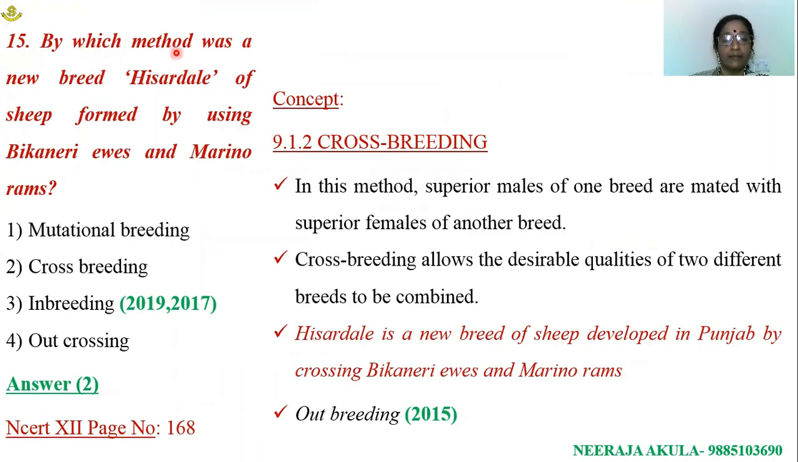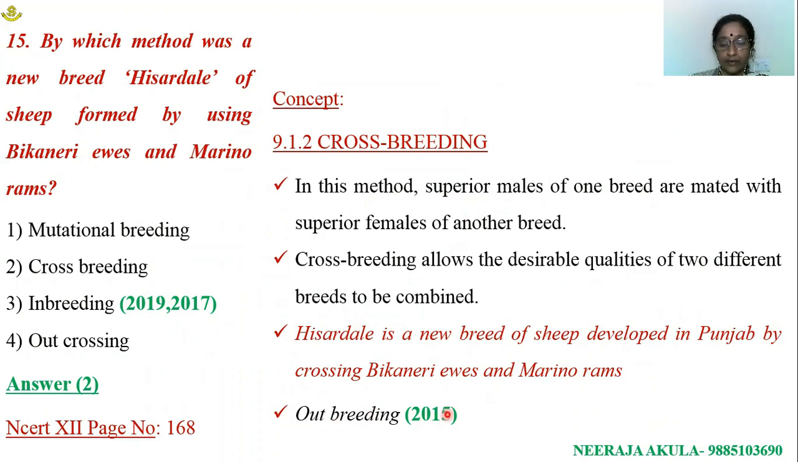Question number 15. By which method was a new breed Hisardale of a sheep formed by using Bikaneri ewes and Merino rams? Mutational breeding, crossbreeding, inbreeding, outbreeding. The answer is crossbreeding. Crossbreeding is a method of mating a superior male of one breed with a superior female of another breed. Crossbreeding allows the desirable qualities of two different breeds to be combined. Hisardale is a new breed of sheep developed in Punjab by crossing Bikaneri ewes and Merino rams.